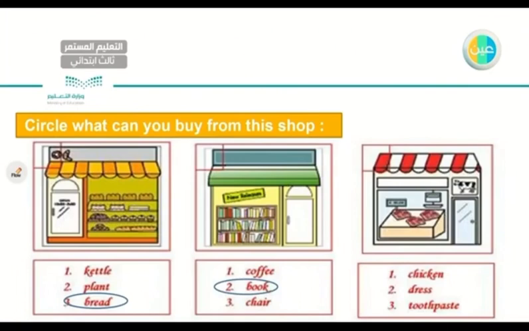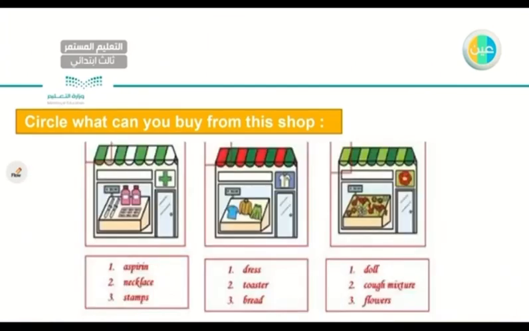Very good. And for the last one, this is a butcher shop or a meat shop. What are the options? I have chicken, a dress, and toothpaste. What do you think? You are right. We can only get chicken and meat or burger, for example, sausages, and so on. Okay?